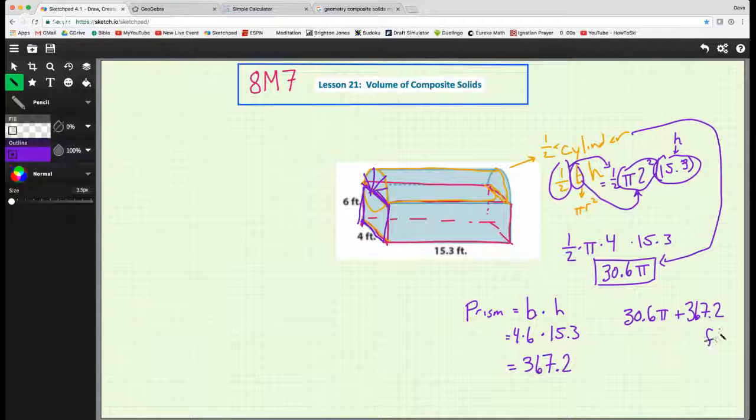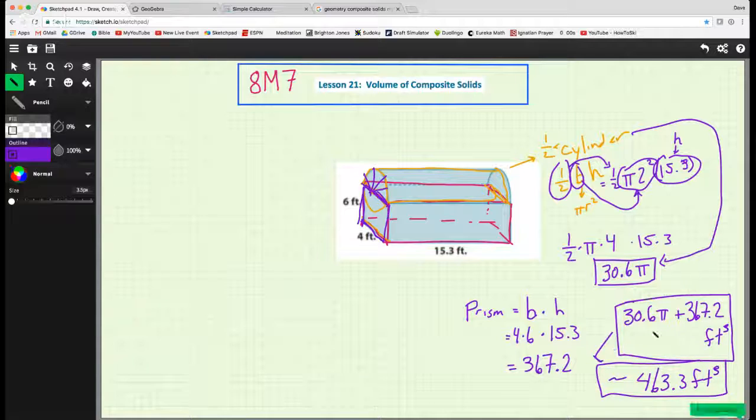So my answer is 30.6 pi plus 367.2 cubic feet. If you want to estimate that, we can take 30.6 times pi and add to that our 367.2. And that, if we round it, comes out to about 463.3 cubic feet. That's our estimate. Now, as you see, the whole key is finding your two objects, looking at your formulas and calculating your volumes, and then just adding them together.